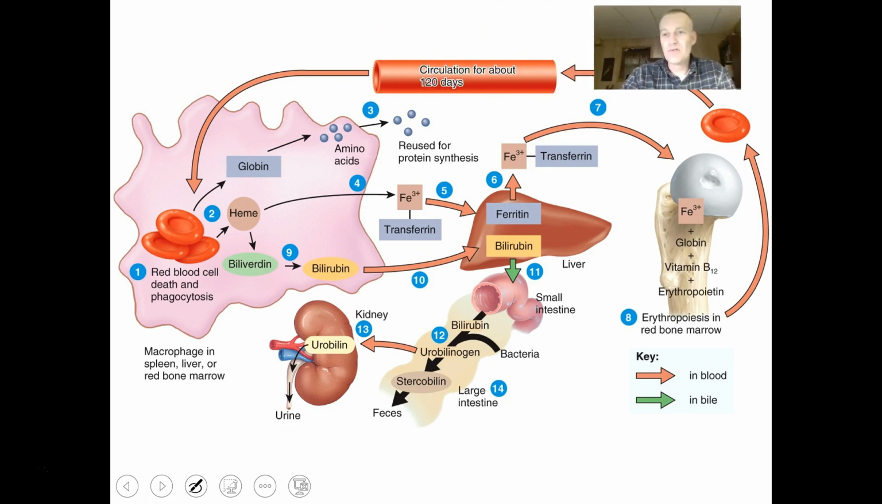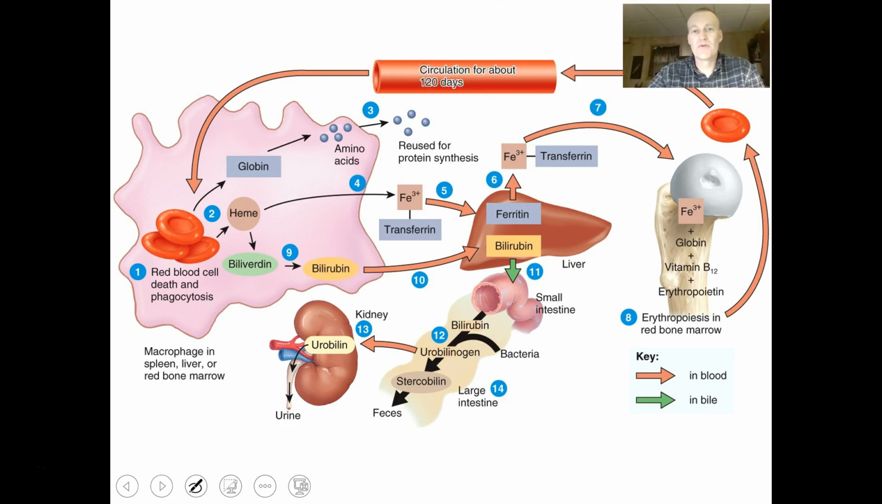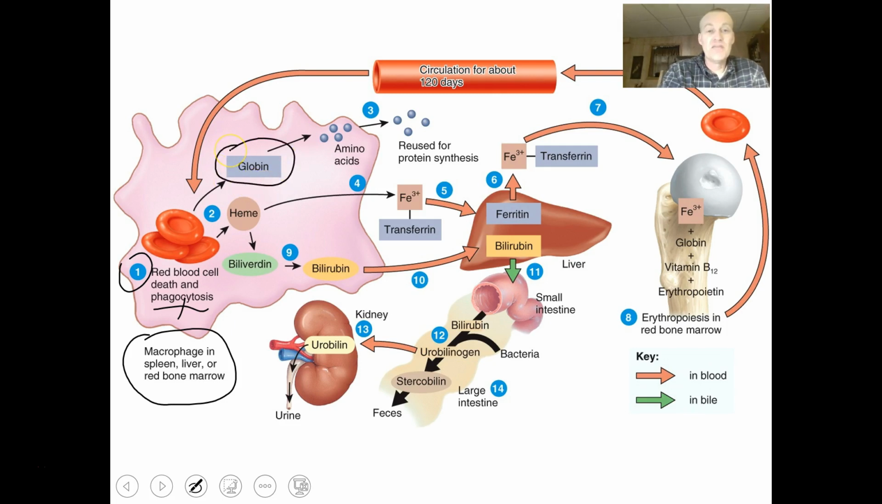Okay, I have several pictures because I like these pictures from different sources just to show you where things are happening and all the things that are happening to red blood cells. All right, so let's start here with number 1. Red blood cells are going to die, and they're going to be phagocytosed. They're going to be done in or recycled by macrophages that can be in your spleen, your liver, or your red bone marrow.